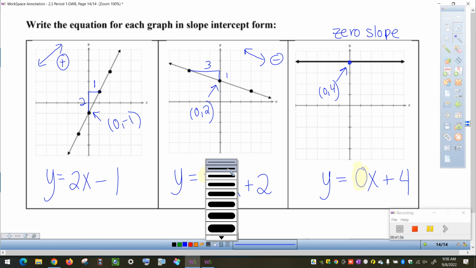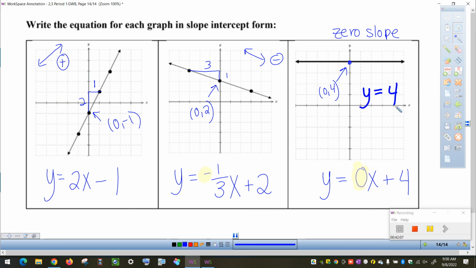Now here's a fun fact on this one. You don't have to write 0x in front. 0 times anything is 0, so 0 times x is 0. You could shorten this and just write y equals 4. It turns out if you have y equal to a number, it's just a horizontal line that passes through that number.